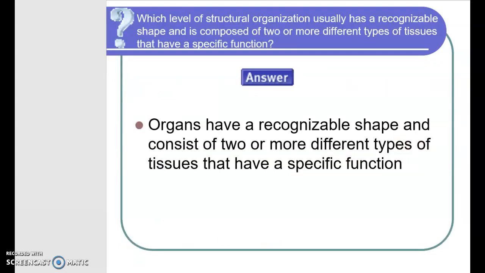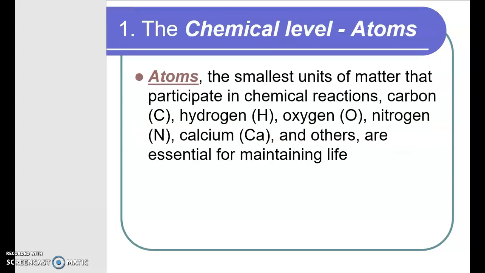So when we take a look, it says which level of structural organization usually has a recognizable shape and is composed of two or more different types of tissues that have a specific function. It is not supposed to be showing you the answer, I'm sorry, but you probably already knew that that's what we call organs. Organs have a recognizable shape and consist of two or more different types of tissues that have a specific function. Whoop, whoop, good stuff.